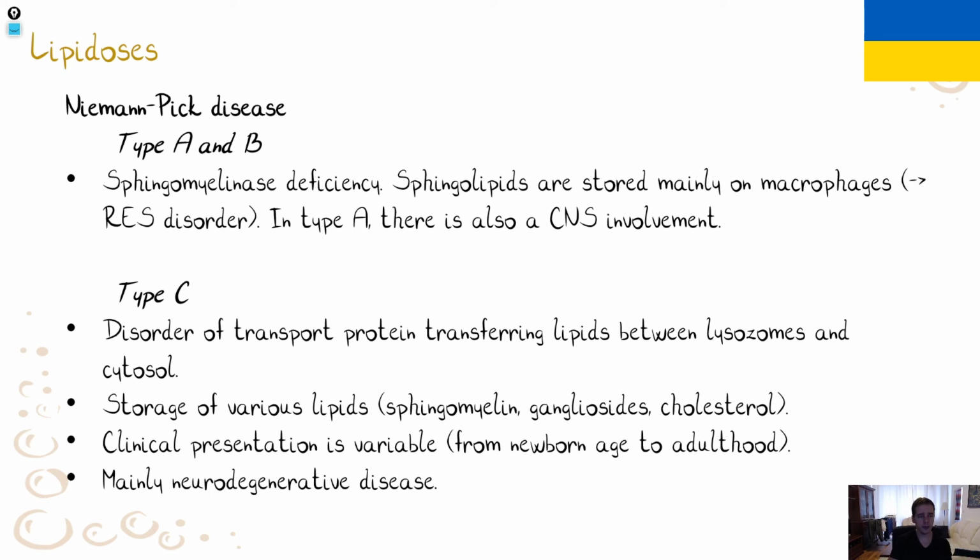Type C is something slightly different. Type C means that this is a disorder of a transport protein, transferring various lipids between lysosomes and cytosol. So there is a storage of various lipids like sphingomyelins, gangliosides, or even cholesterol. And the clinical presentation is quite variable. It can manifest in newborn age, it can manifest in adulthood. And mainly this is a neurodegenerative disease.